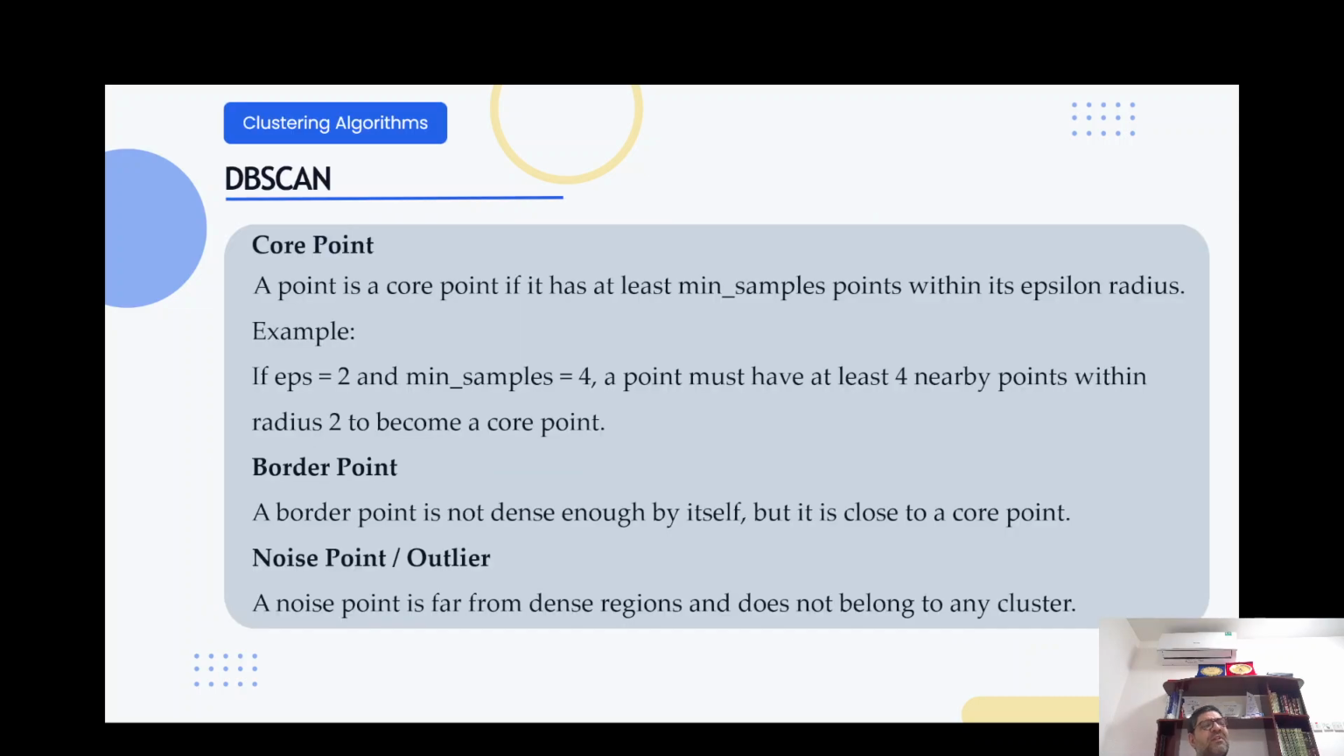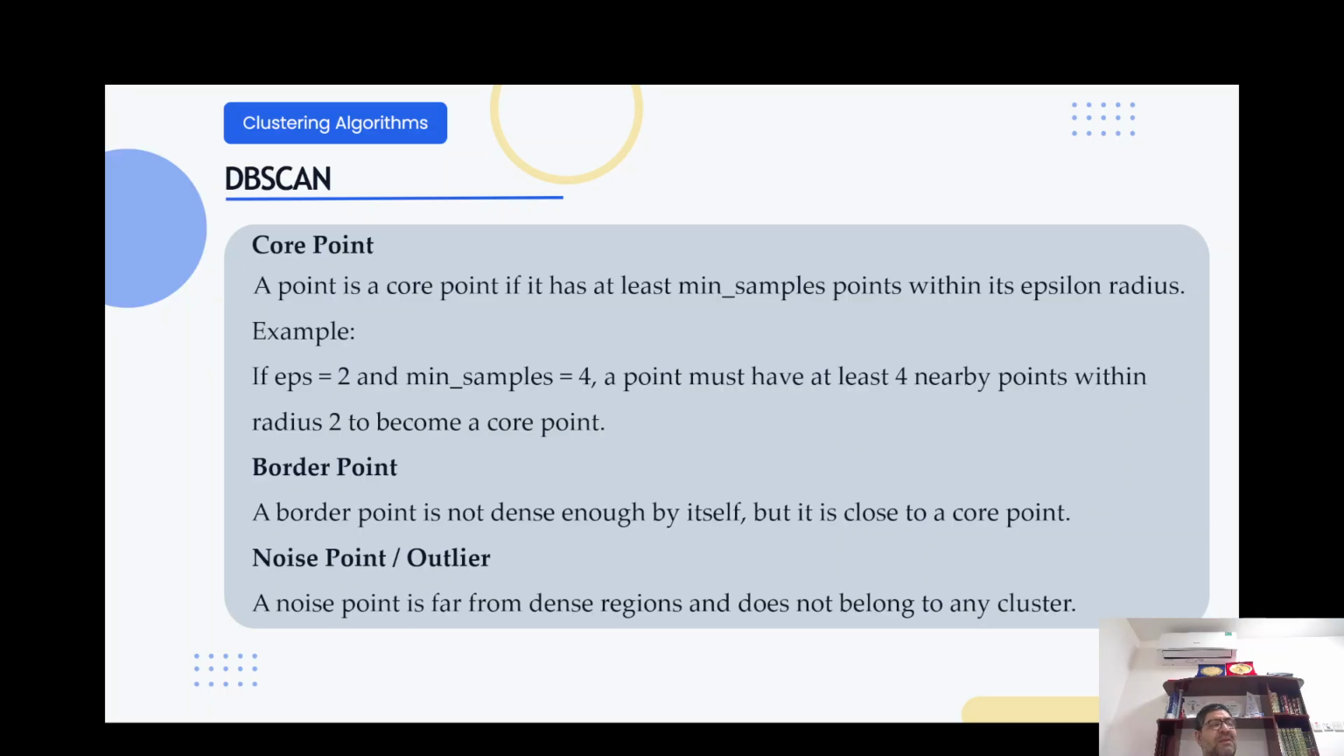Now we'll give an explanation of what was discussed: core point, border point, and noise points. What is a core point? These are very important things for DBSCAN. On the basis of this, the logic works, and then you will be able to understand the program very well. A point is a core point if it has at least min samples points within its epsilon radius. So a core point is one which has the minimum number of samples required, and they fall within the radius of epsilon. Epsilon will in fact be given.